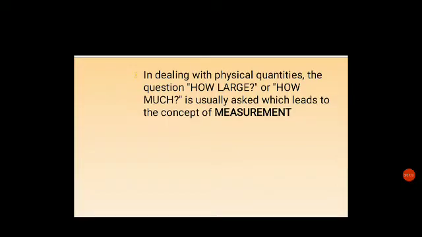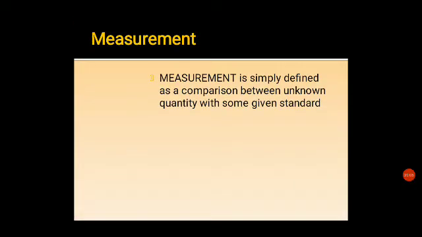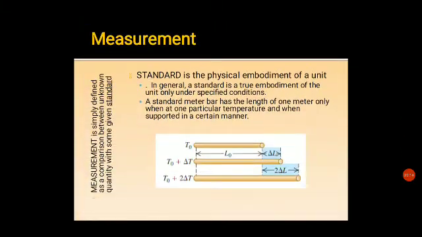When we talk about how much is your allowance, then you're dealing now with measurement. So in physics, measurement is very important. Measurement is simply defined to be a comparison between a known quantity and a given standard. So standards are actually defined. A standard is a physical embodiment of a unit. What is a unit, by the way? When we talk about a unit, it refers to what particular physical quantity you are dealing with. For example, the unit meter will lead you to a physical quantity which is length.